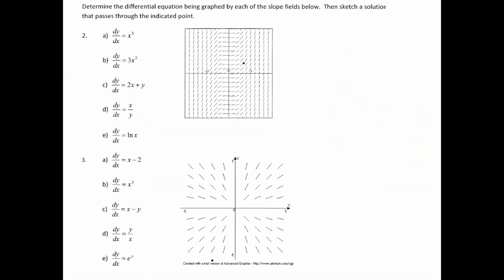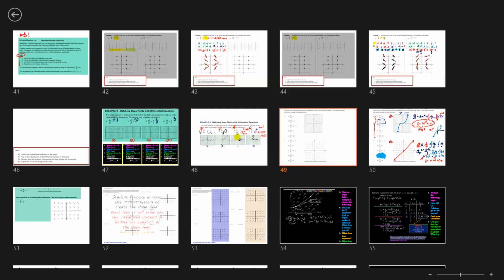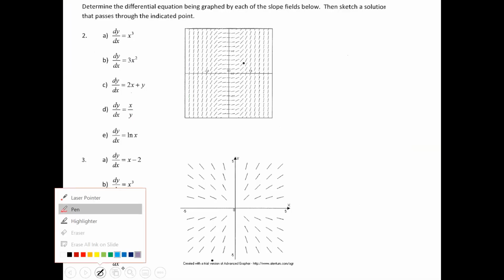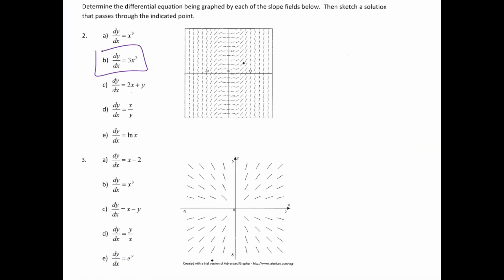All right, let's go ahead and take a look over here. It says determine the differential equation being graphed by each of the slope fields below, then sketch a solution that passes through the indicated points. Okay, I'm going to go ahead and take a look at B right here.